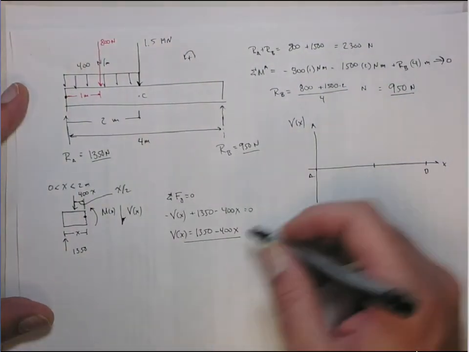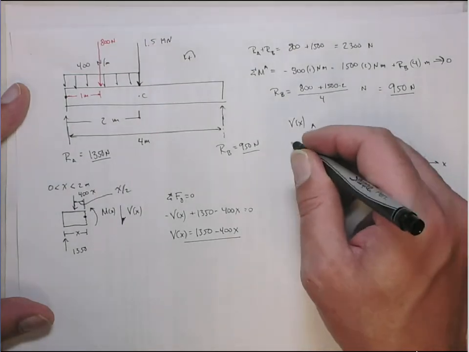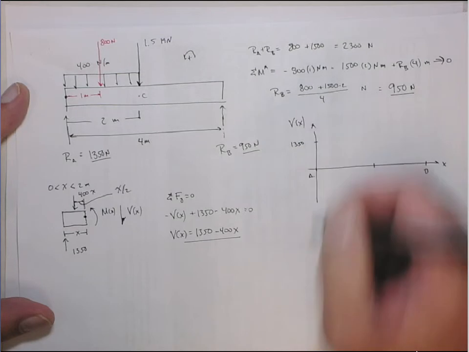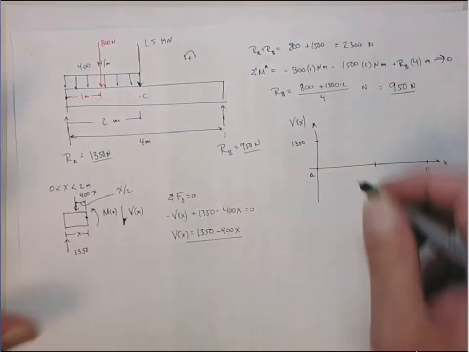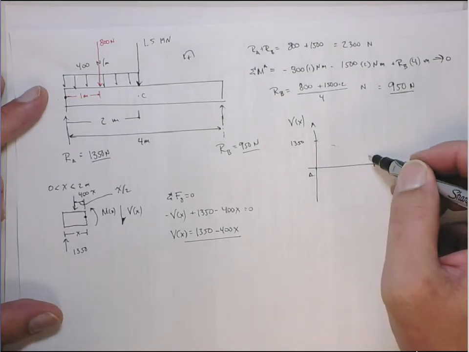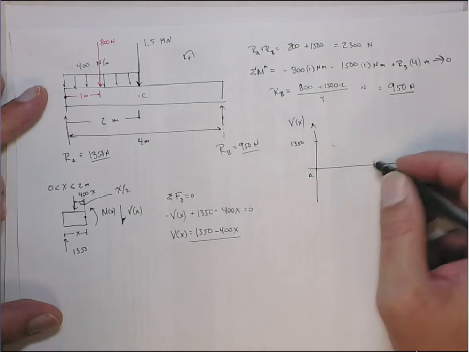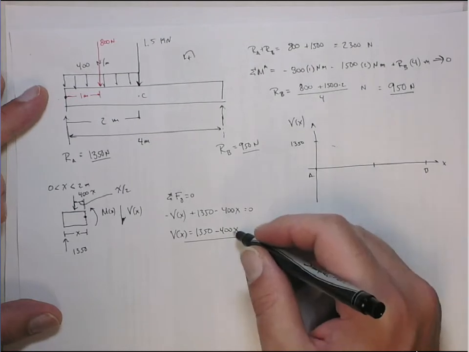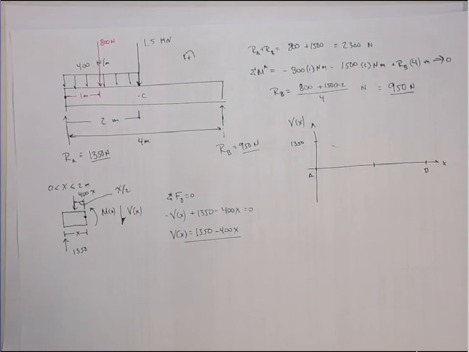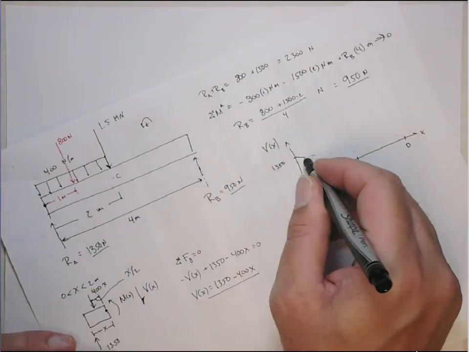So we start off at $1,350, and then we start to drop down at a slope of minus 400. When we put in 2 here, right at the point 2, we get 800, so that's 1,350 minus 800. So this will drop down to a value of 550 here, right? So we get a straight line response.